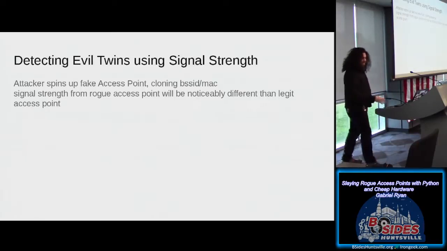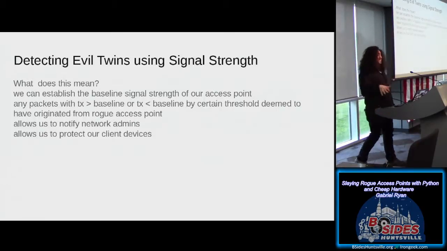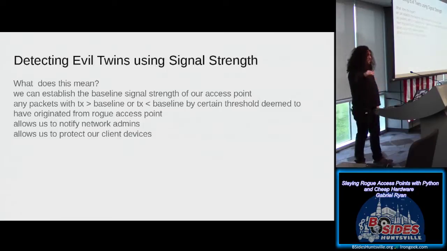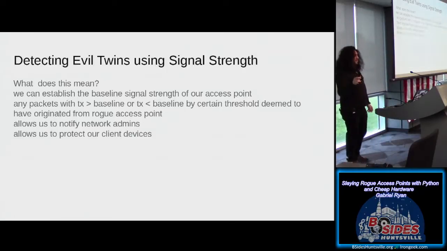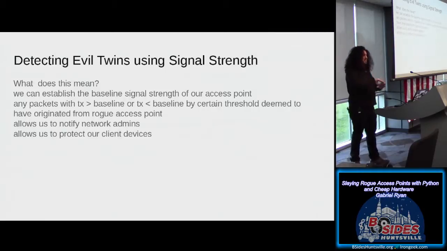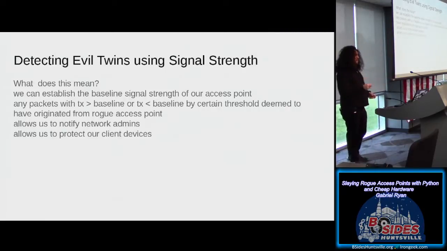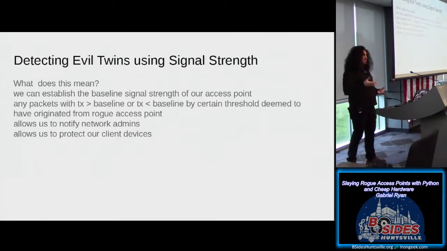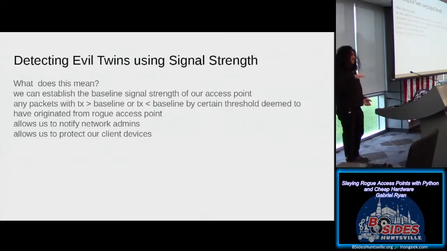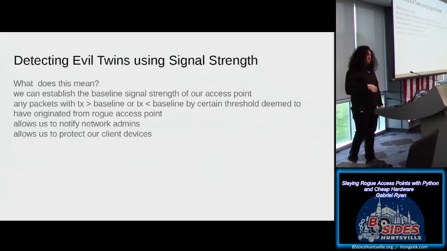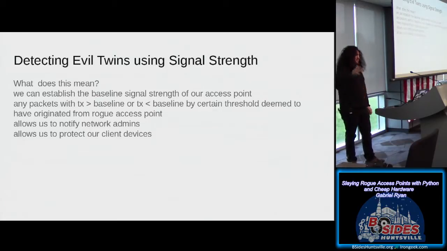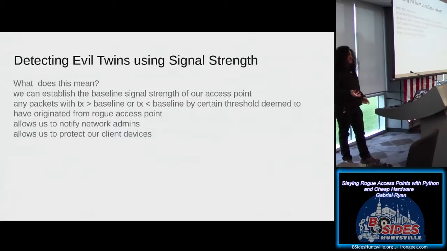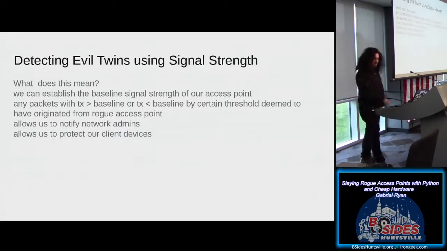So what that means is that we can establish a baseline signal strength from our access points to our IDS device, and we can establish this baseline average. Then any packets that we receive that are supposedly coming from our access point, but vary from this baseline by a certain threshold, either greater than or less than, tells us that something's fishy, and it's probably not actually coming from our access point. It's probably originating from a rogue access point, and we need to take action.